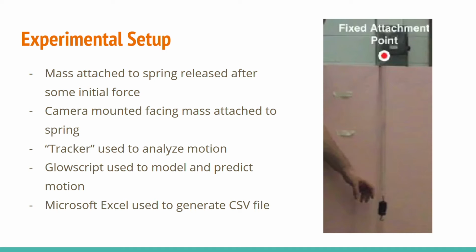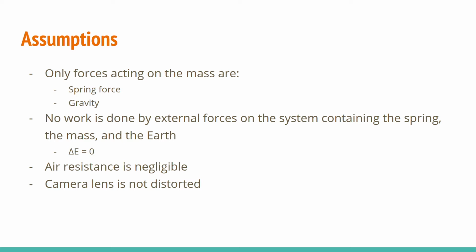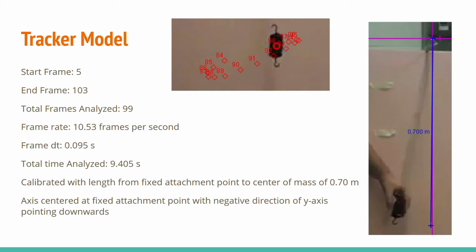Tracker is used to analyze motion, GlowScript is used to model and predict motion, and Microsoft Excel was used to generate the CSV file. Some assumptions that we make in this experiment are that the only two forces acting on the mass are the spring force and gravity. We also assume that no work is done by external force on the system containing the spring, the mass, and the earth. Air resistance is negligible, and the camera lens is not distorted.